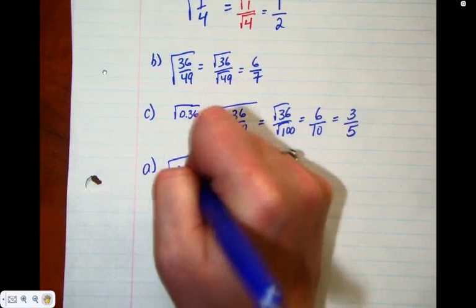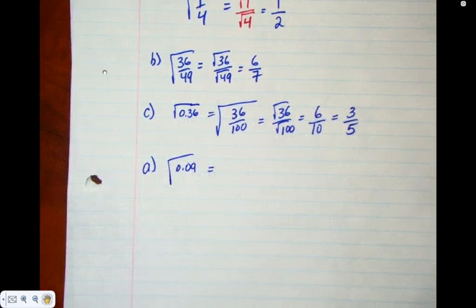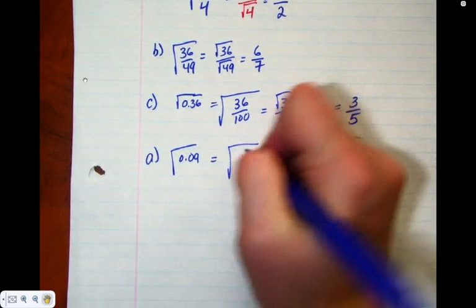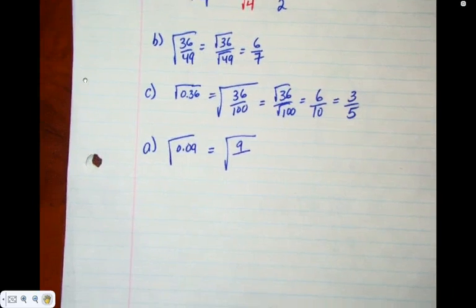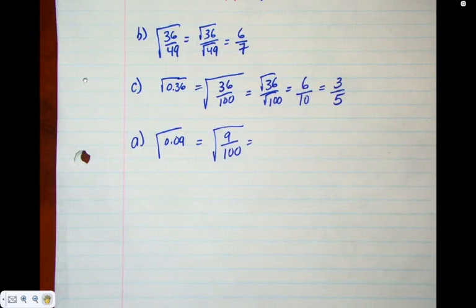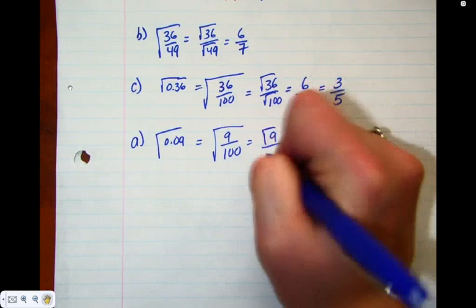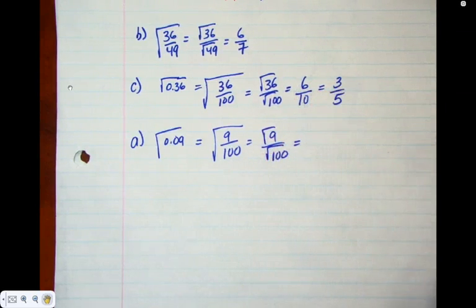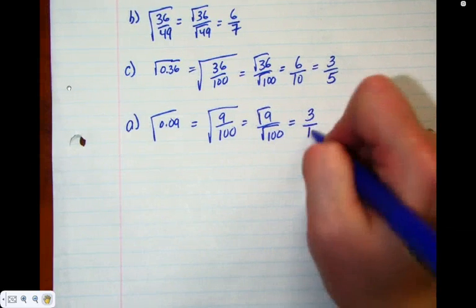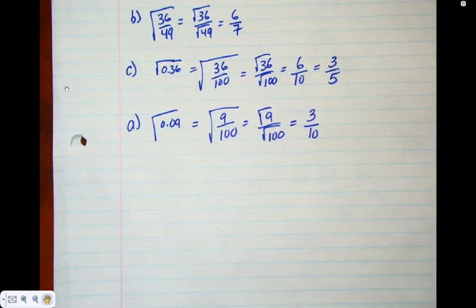0.09. Again, don't let the decimal scare you. I'm just keeping that square root. This is going to become 9 over 100. There's a law in math, get this, that says if you're taking the square root of a fraction, what can you do? Take the square root of the pieces. What's the square root of 9? What's the square root of 100? Can we reduce? Question done.